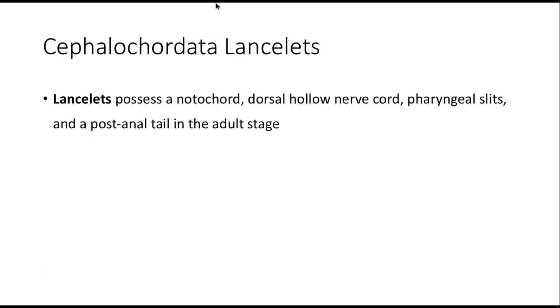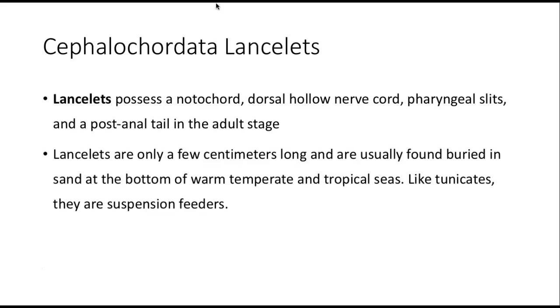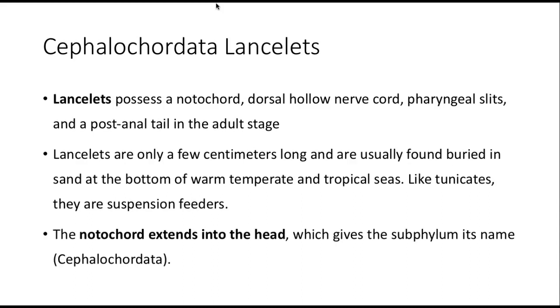And then the Cephalochordata, or the Lancelets. Lancelets possess a notochord, the dorsal hollow nerve cord, pharyngeal slits, and a postanal tail in the adult stage. Lancelets are only a few centimeters long and are usually found buried in the sand at the bottom of warm, temperate, tropical seas. Like tunicates, however, they are suspension feeders.